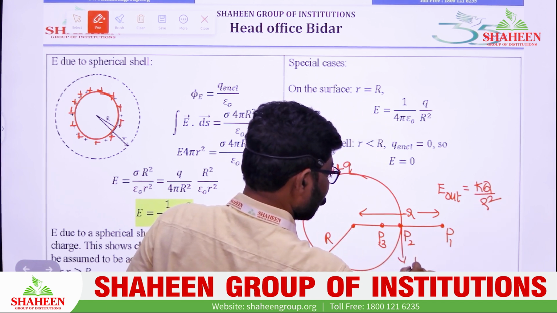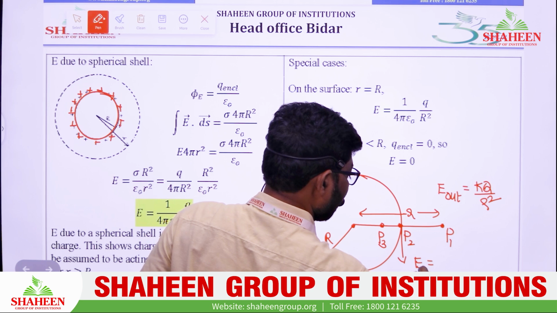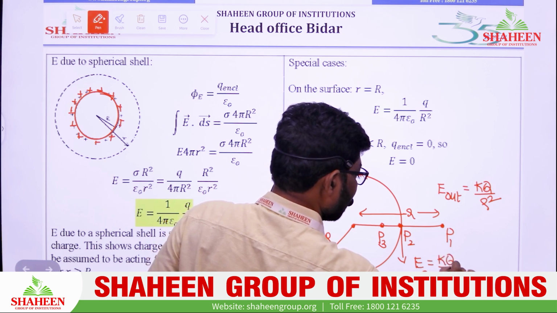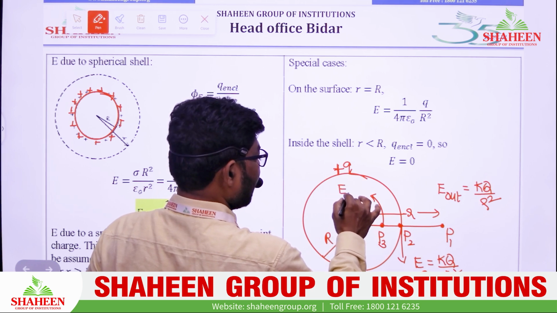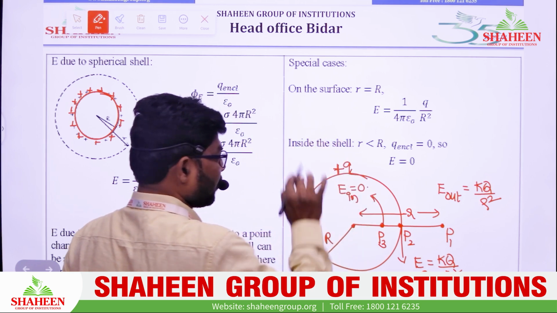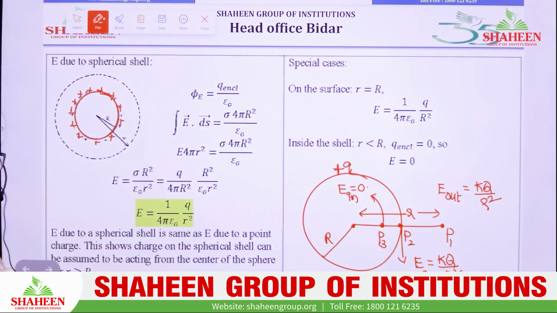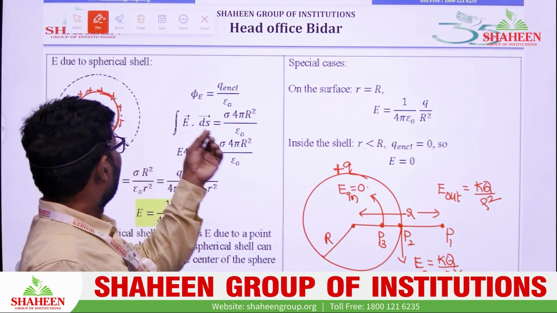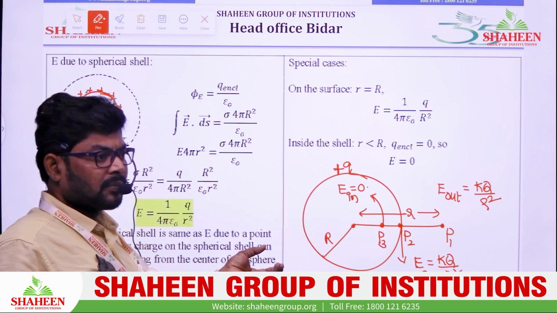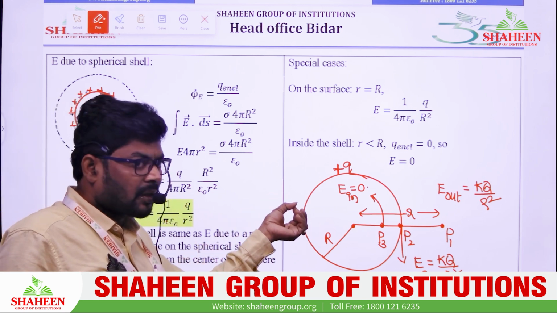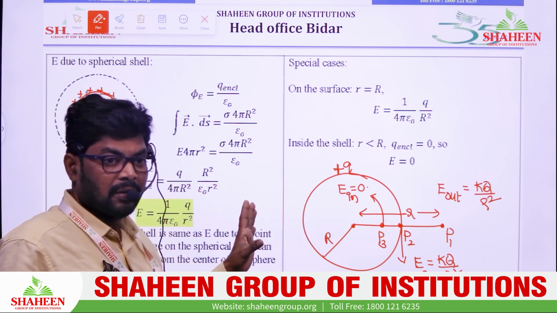On the surface, the electric field is kQ by capital R square, and inside, at a point P3, the electric field inside is 0. Inside is 0. This is the electric field due to a conducting spherical shell or conducting solid sphere, all are same.